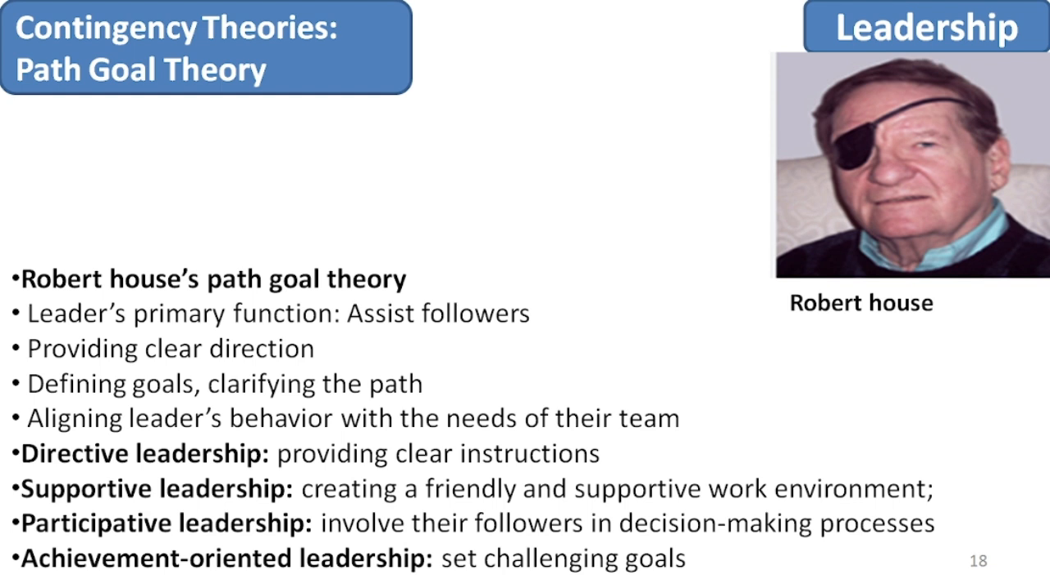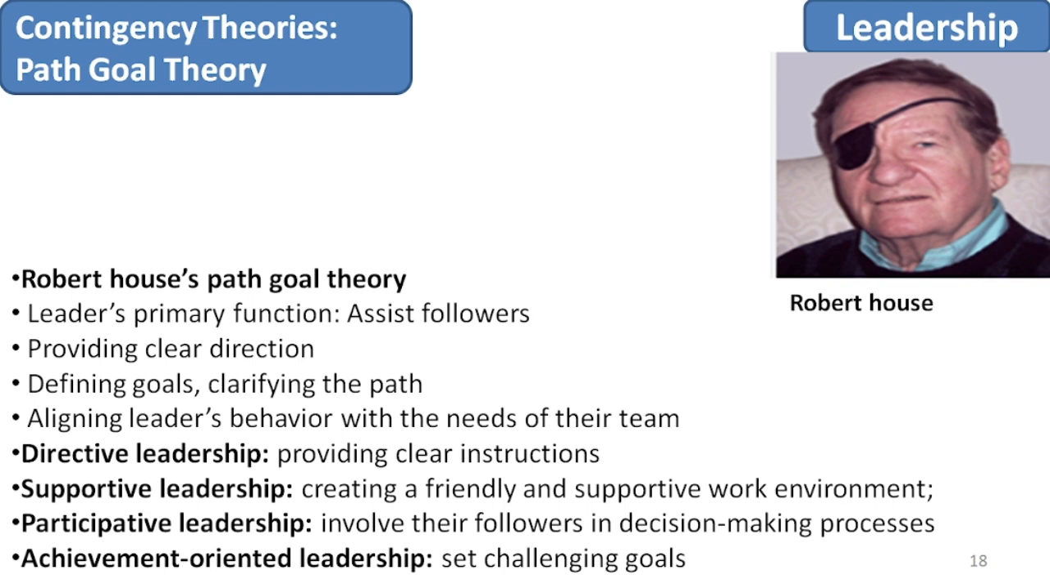Essentially, it asserts that effective leadership is about aligning the leader's behavior with the needs and expectations of their team, thereby maximizing productivity and job satisfaction. House identified 4 primary leadership styles within the path-goal framework, each of which can be employed depending on the context and the needs of the followers.